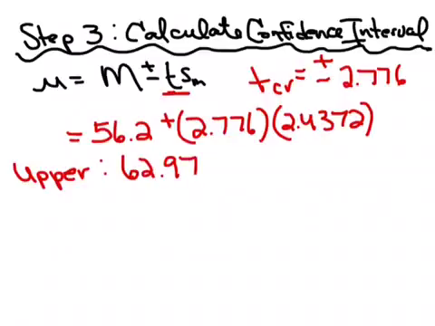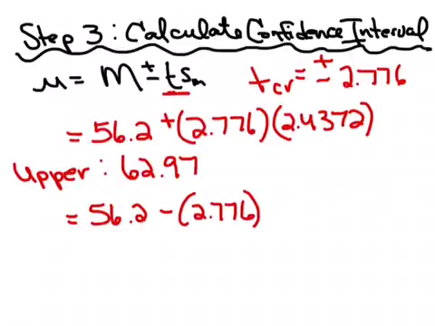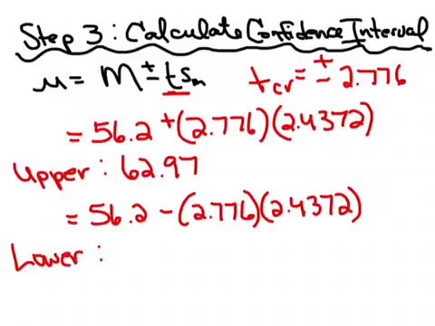Then if you look at our lower boundary, it's 56.2 minus 2.776 times 2.4372. Same equation, you're just accounting for the negative now, that negative interval. That will give us our lower boundary. The lower boundary should be 49.43, is what you should be getting. So now we have the confidence interval.